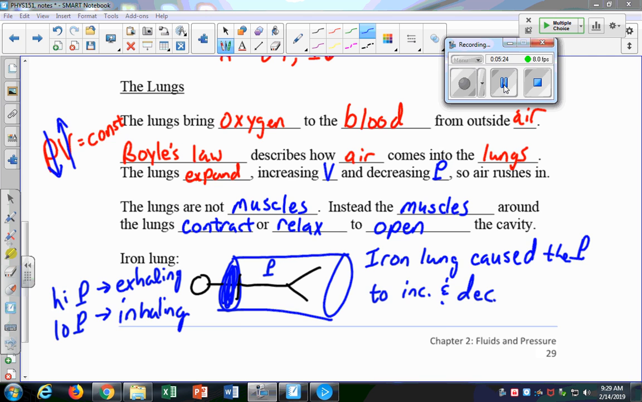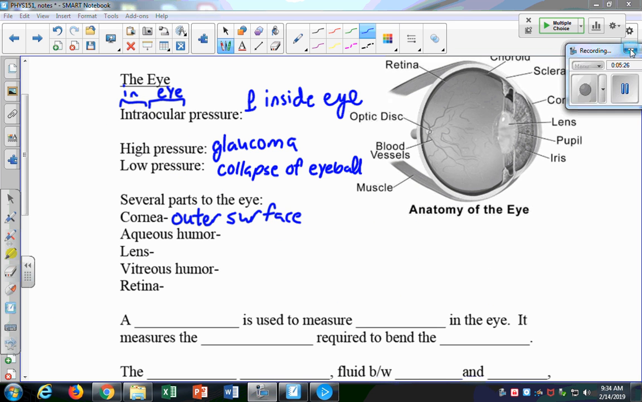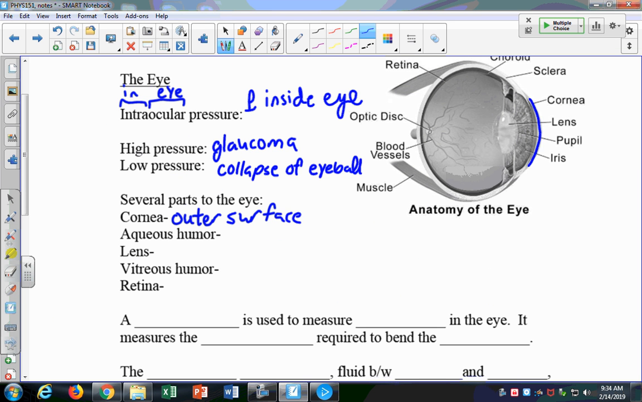It shows a lady inside of an iron lung. The outer surface is this part right here. We'll see in a later chapter that, even though we call something else the lens, that's the part that actually refracts the light, that bends the light the most.